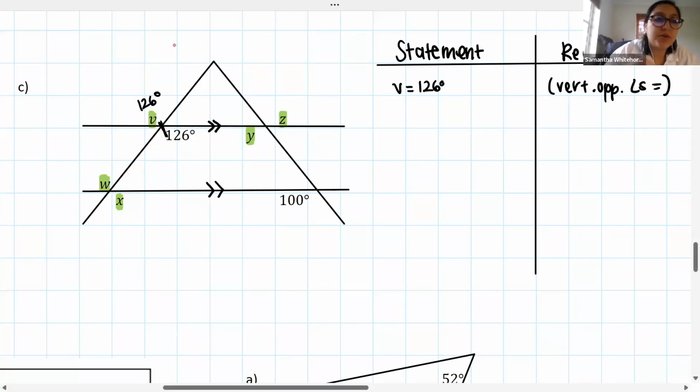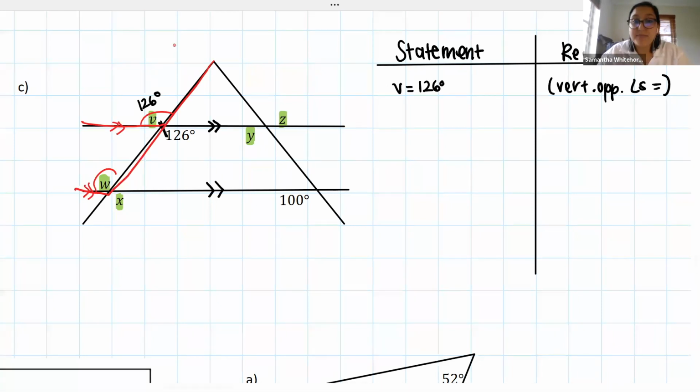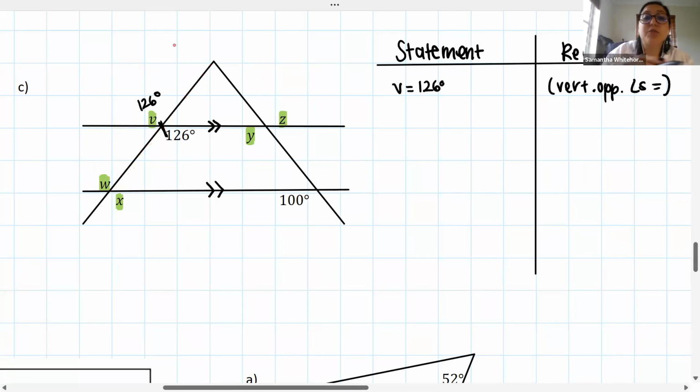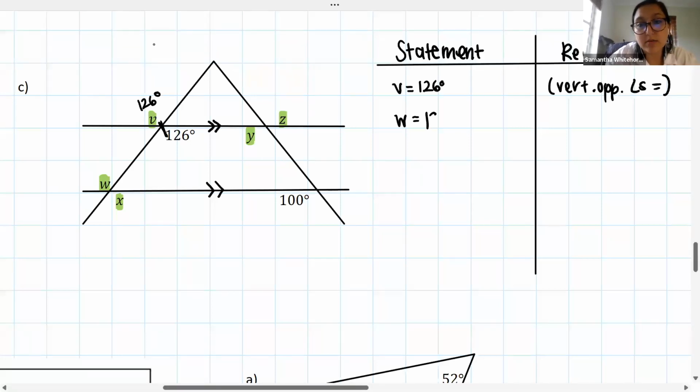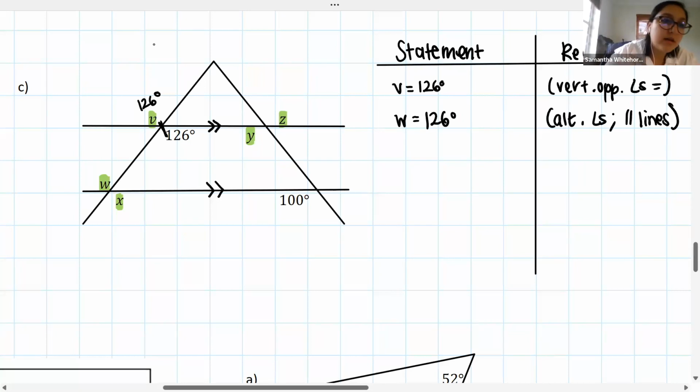That's one way to do it. Another way that you can find W is you can see the sort of upside down backwards F shape, again with these parallel lines. And so W is equal to 126. Either one is absolutely fine. It makes no difference which one you choose to use. So your reason for W should either be alternate angles or corresponding angles. I'm going to go alternate angles because that's the one I saw first. And remember your parallel lines. I don't have labels here, so I just state parallel lines. Okay, so now I know that's 126.